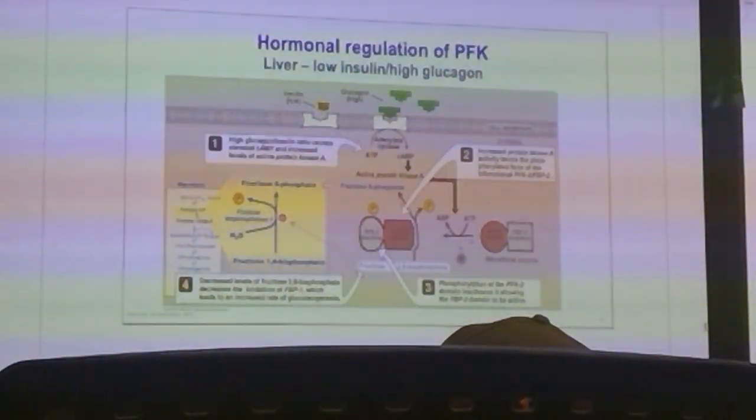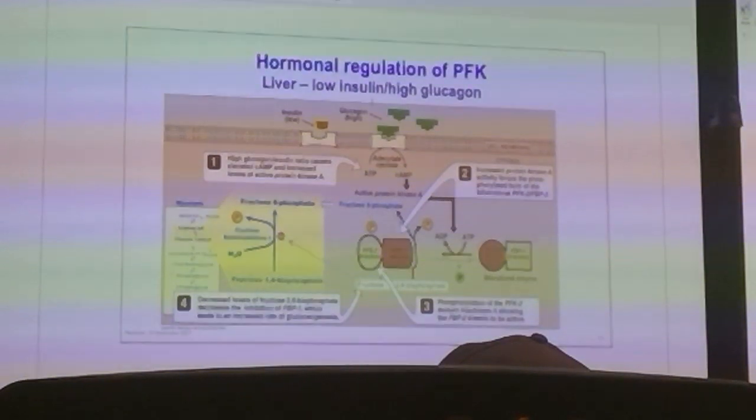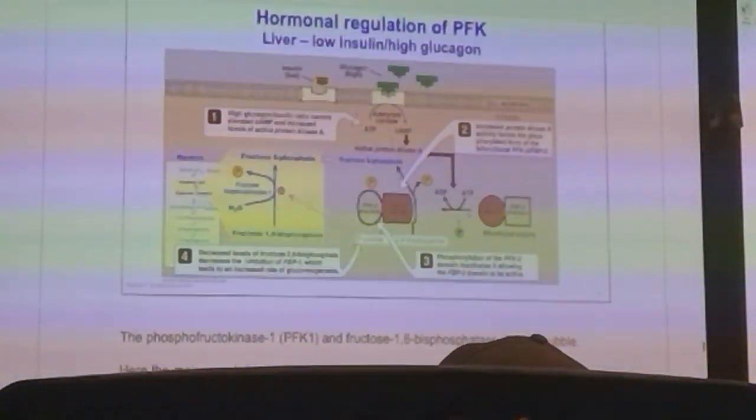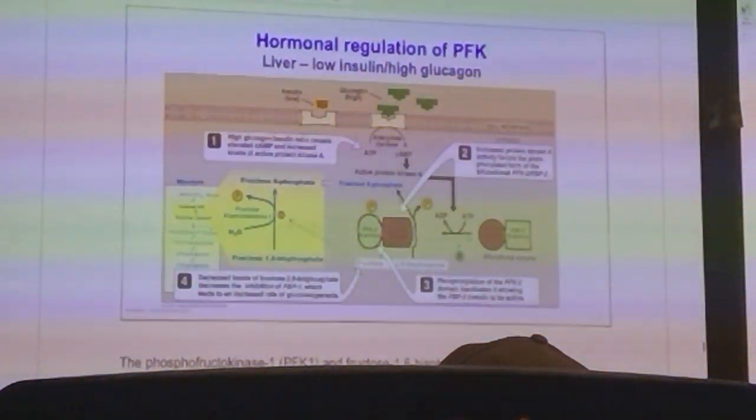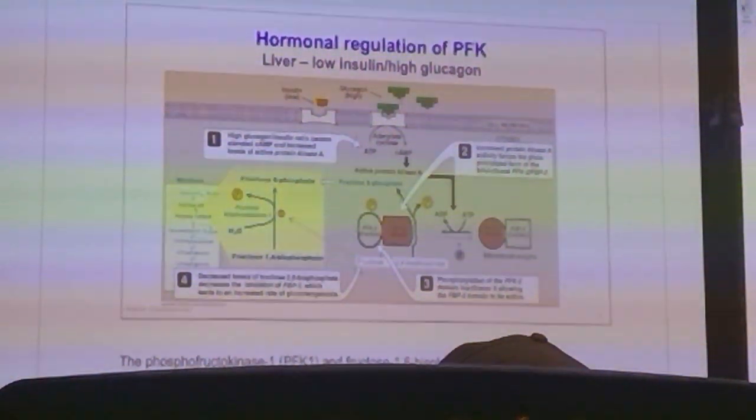Muscle does not have glucagon receptors, so it uses epinephrine instead. Wait, can you repeat that? Because muscle does not have receptors for glucagon, it uses epinephrine to regulate glycolysis.